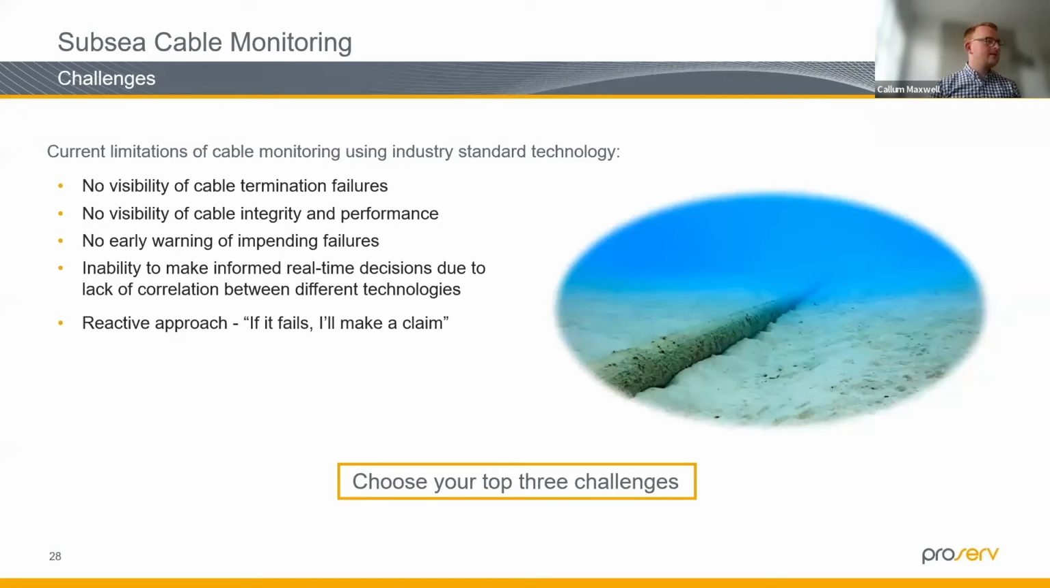The fourth one, inability to make informed real-time decisions due to lack of correlations between different technologies. So I've mentioned that I think system integration is such an important piece of the puzzle. We've got a lot of good systems out there, but they're not communicating with one another. And then the last one there is a little bit tongue-in-cheek from an operator's perspective. Where is the incentive for me as an operator to intervene if I'm well insured and I could hand that back to the insurance organisation as well?